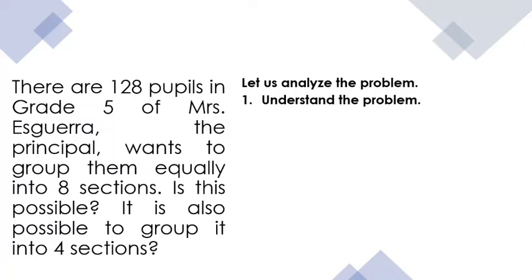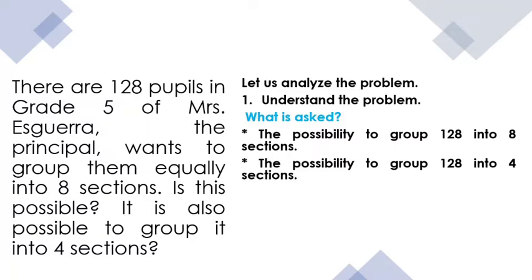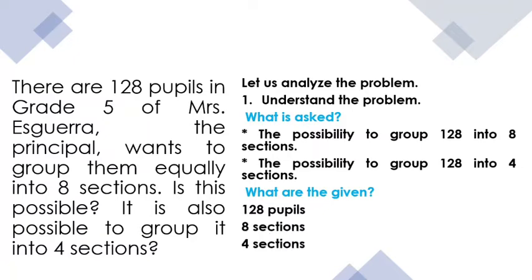First, we need to understand the problem. Let's find what is asked in the problem. The possibility to group 128 into 8 sections, and the possibility to group 128 into 4 sections. What are the given? The given are 128 pupils, 8 sections, and then 4 sections.